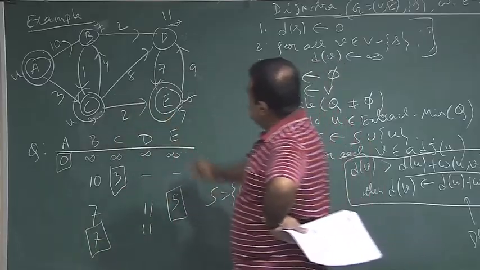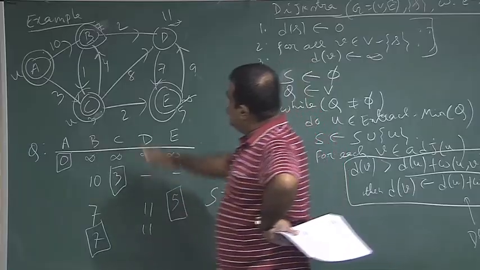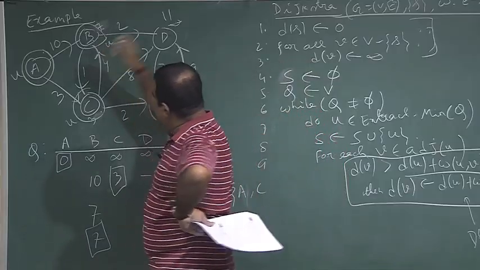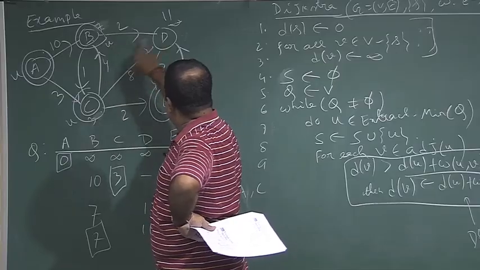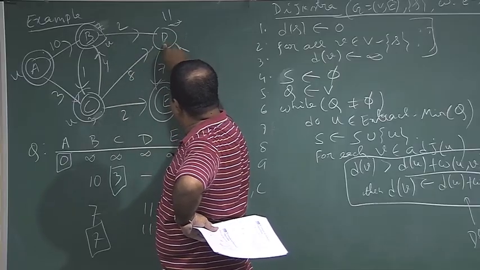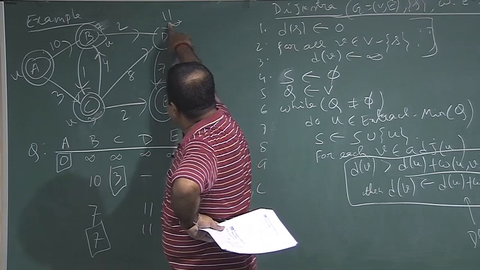So, 7 is the minimum. Now, we take this as U. Now, we take all the adjacency list of this. So, this is one adjacent vertex V. It was having distance estimate 11. Now, we have a new path.